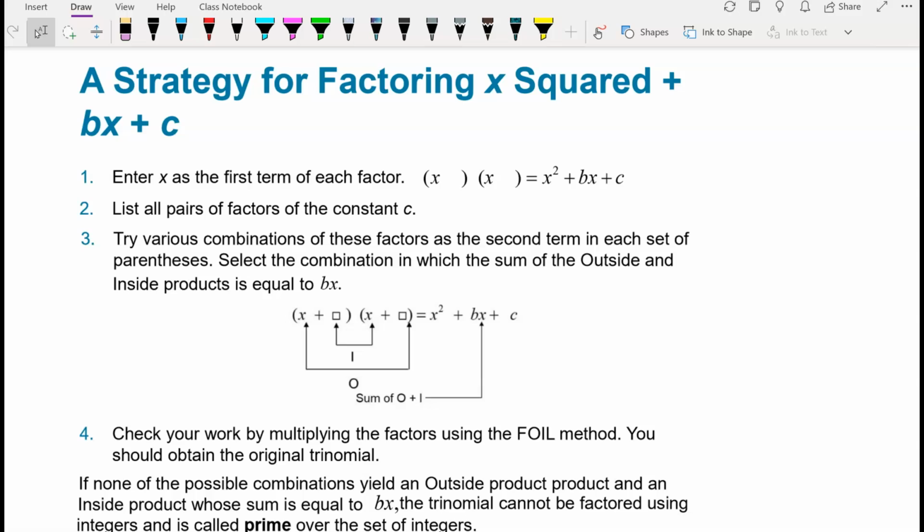Strategies for factoring x squared plus bx plus c. So when you have a 1 in front, those factors are the sum of your multiples of c. So you're going to list all pairs of factors for constant c, and then you're going to find which ones add to make that middle term b.